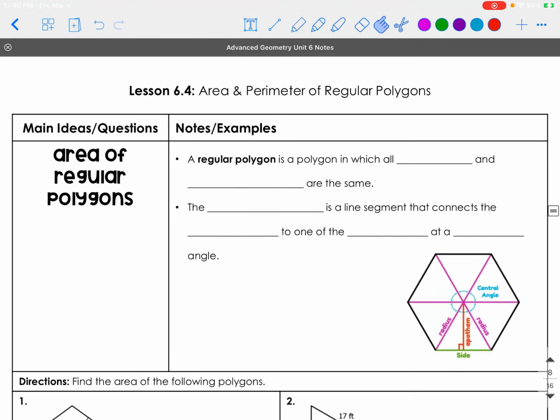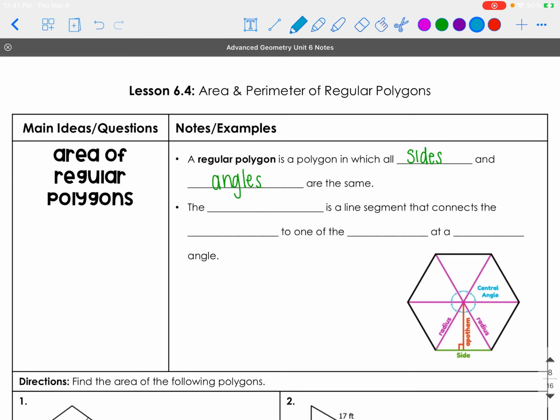Hey guys, in this video we're going to be going over lesson 6.4, which is area of regular polygons. So a regular polygon is a polygon in which all sides and angles are the same.